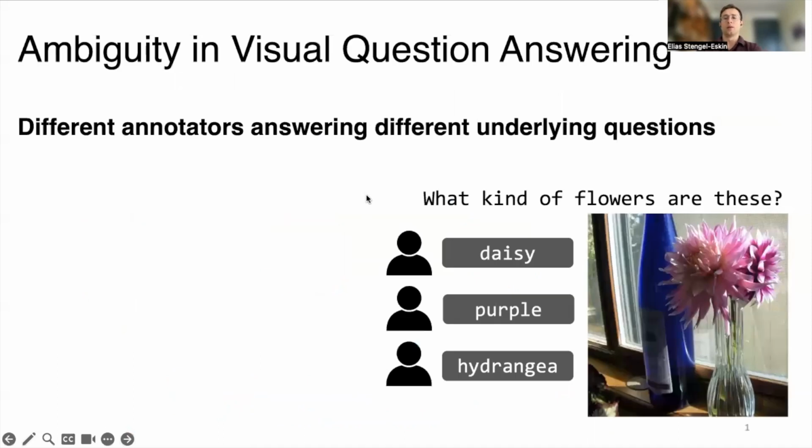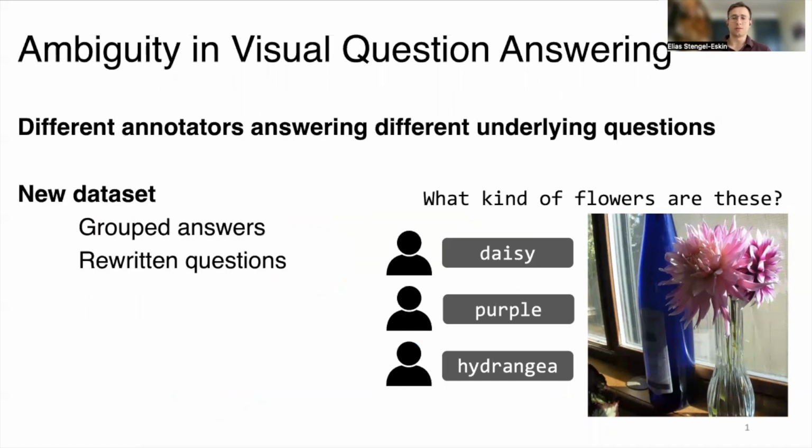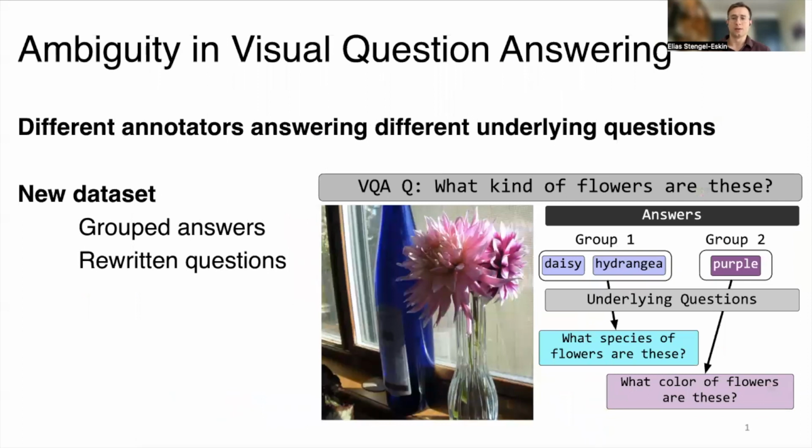In our paper, we're focused on linguistic ambiguity in visual question answering. Specifically, what we're interested in is cases where annotators provide multiple different answers and where their disagreement reflects that they're actually answering different questions. We introduced a new dataset of examples like this, where we have answers grouped by the underlying question that they answer, and then we have questions rewritten to disambiguate between answer groups.